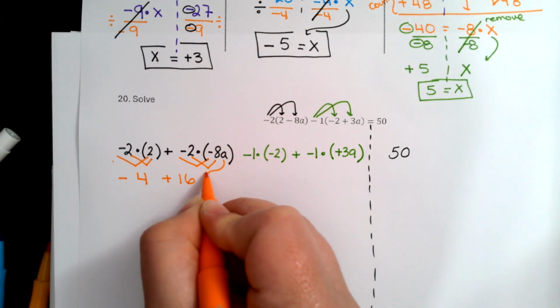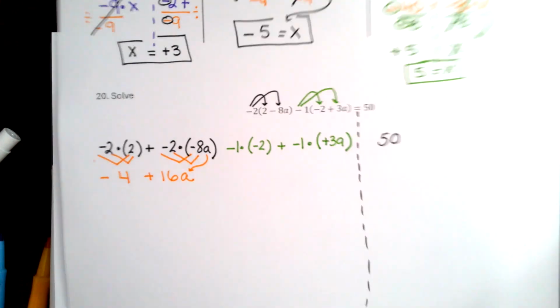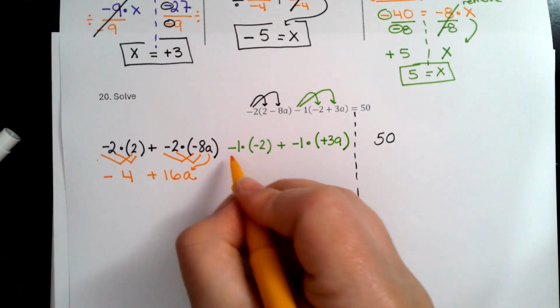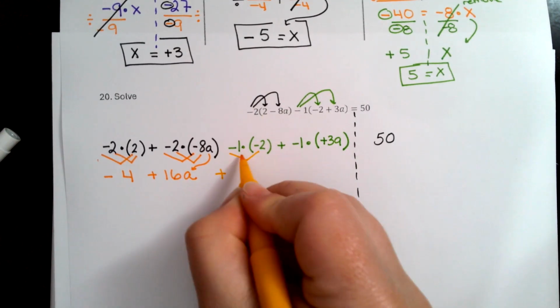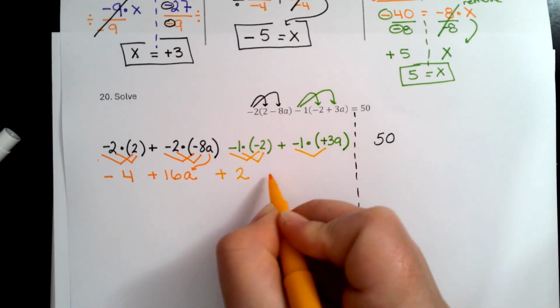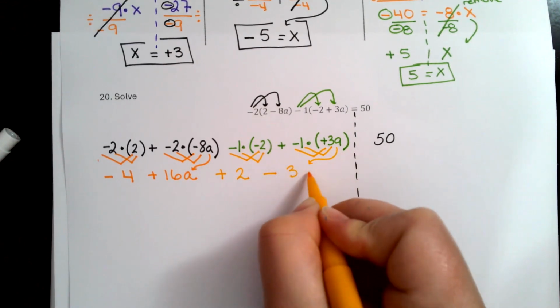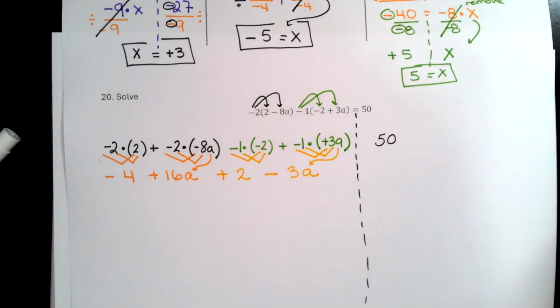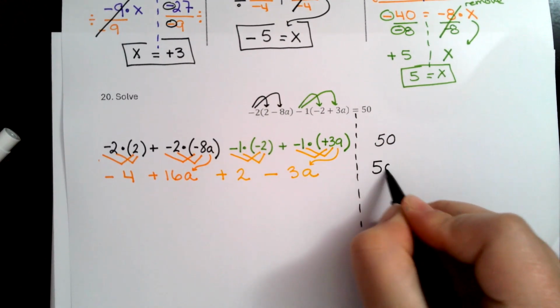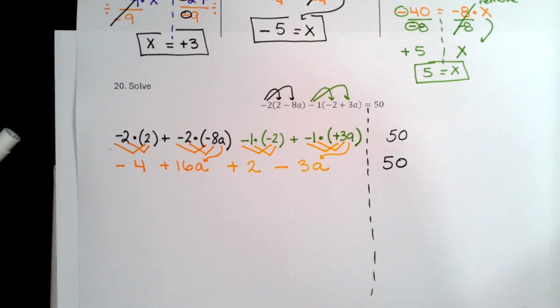Do I have a letter? Yes, that letter is A. Next, we have negative, negative is a positive. 1 times 2 is 2. Negative, positive is negative. 1 times 3 is 3. Do I have a letter? Yes, it is A. With that 50, we're kind of just going to be copying it down for a while because there's nothing to do on this side here.